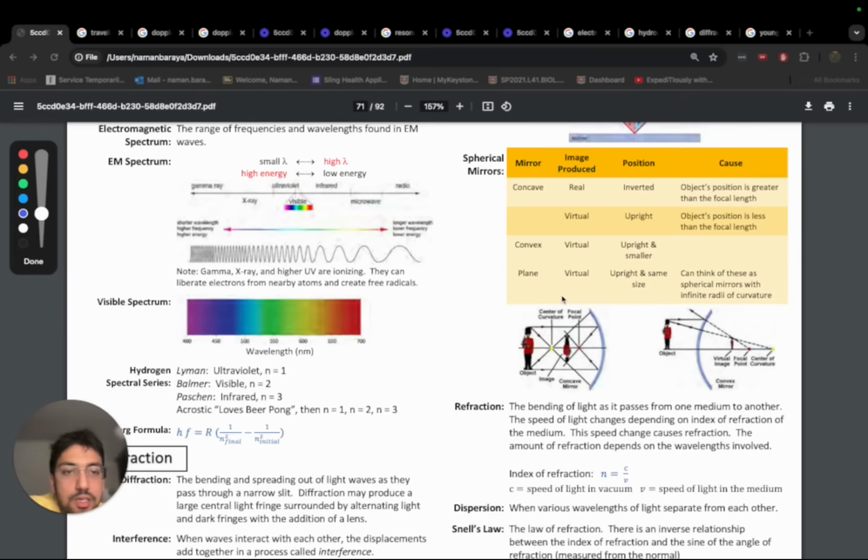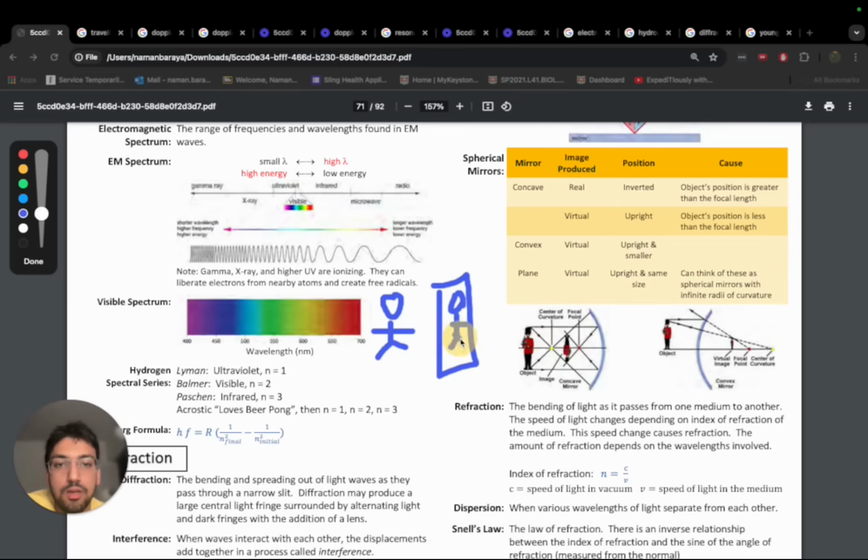Okay, the final thing is the plane, and this is just a normal mirror. A normal mirror is going to give you a virtual image. It's going to be upright and the same size. So if you're just looking at a mirror, it's going to look the same size as you, and it's going to be upright. So it's just going to look exactly like you. And this is a virtual image.